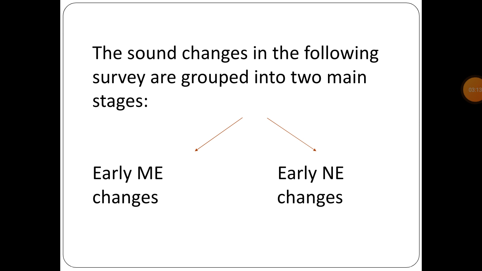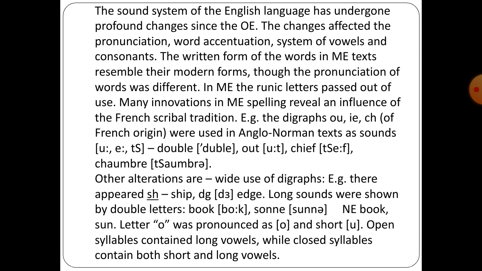The sound changes in the following survey are grouped into two main stages, that is, early Middle English changes and early New English changes. The sound system of the English language has undergone profound changes since Old English. The changes affected the pronunciation, word accentuation, system of vowels and the consonants.